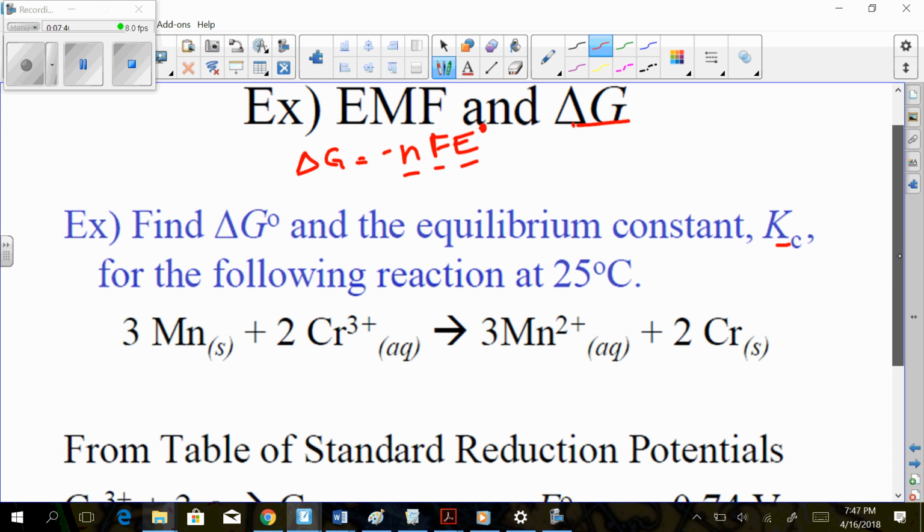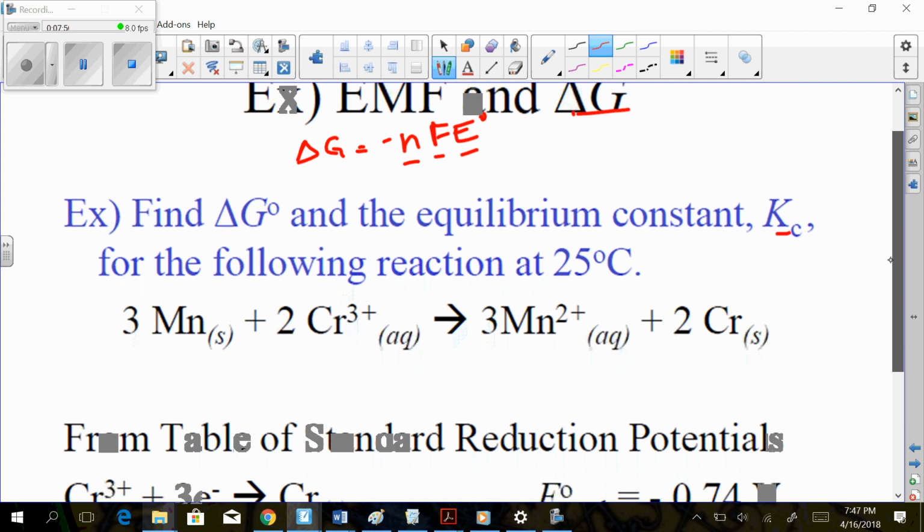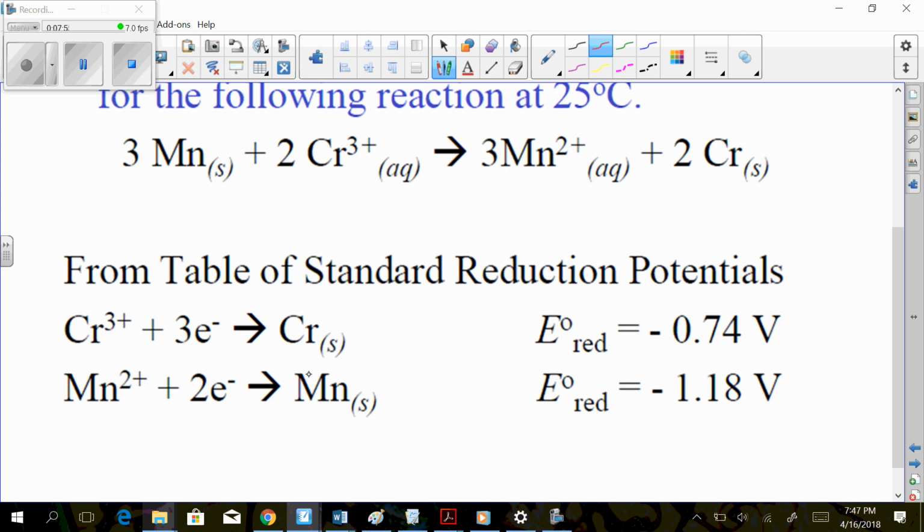And so let's come down here. Here's our overall reaction. Look at your table of standard reduction potentials and pick out the reactions from that table. So you have chromium and you have manganese. Now if you look, we have the manganese metal becoming the ion. So this reaction needs to be rewritten to what's actually happening in that reaction up there. So you actually have the metal becoming the ion plus 2 electrons. And so this is the reaction that's occurring.